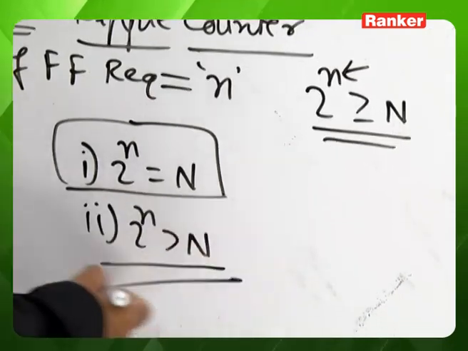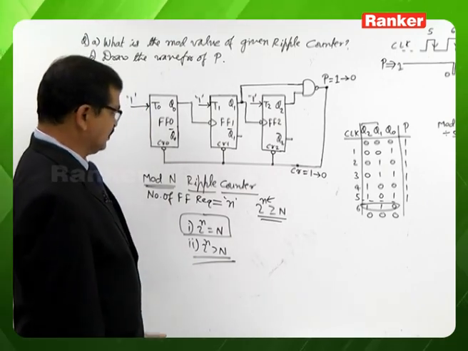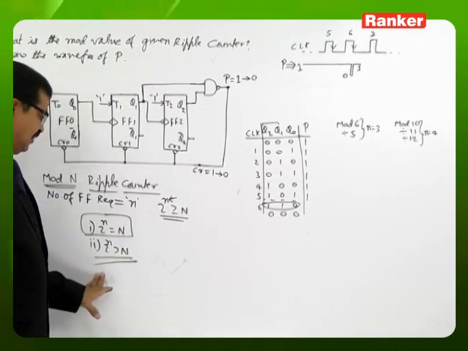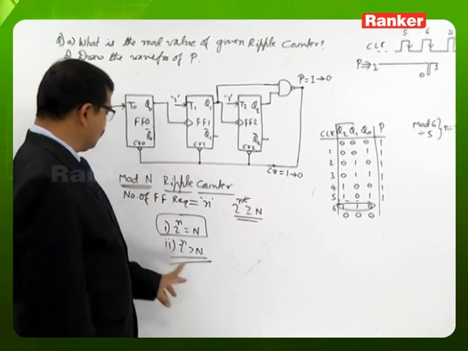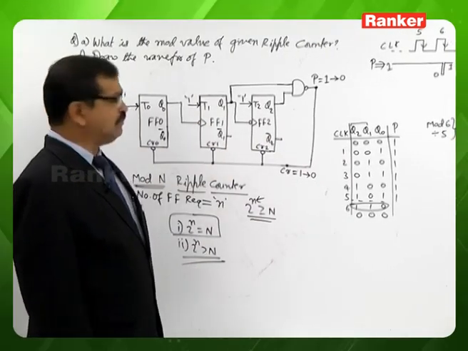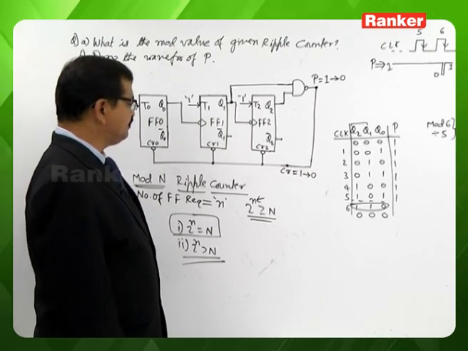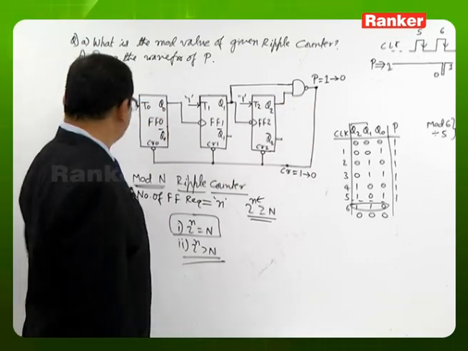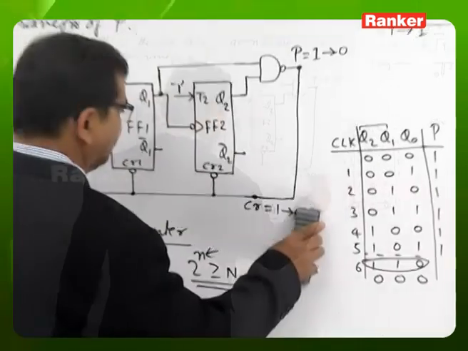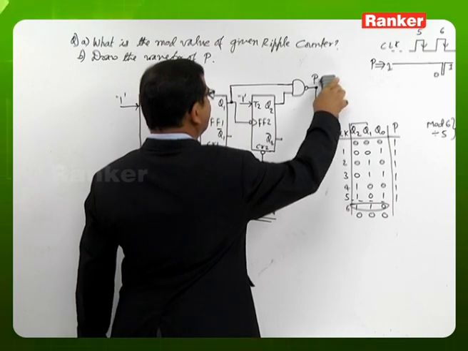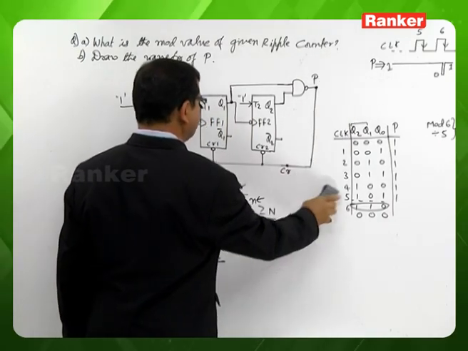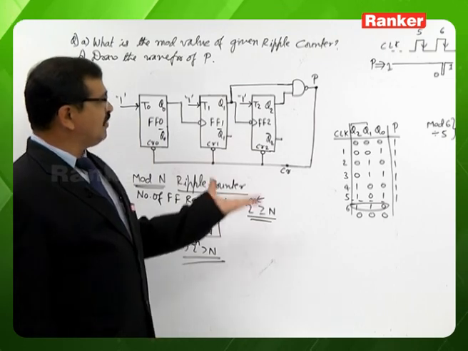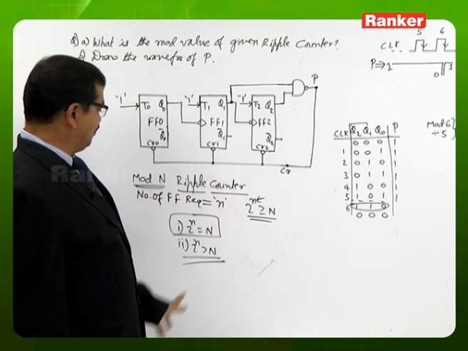Here our particular interest is whenever 2 to the power of n is greater than n. These examples both fall under this category. So whenever we have a mod n ripple counter of this case, based on this example, it is possible to say: to build a mod n ripple counter, we are using an AND gate. The AND gate output is coming as the clear input of all the flip-flops. The important thing here is from where we need to tap the inputs to the AND gate. That is the only point we need to bother about to build a general mod n ripple counter for this case.